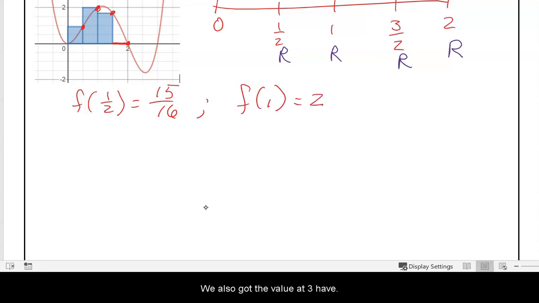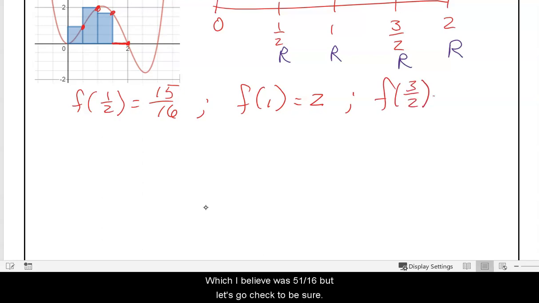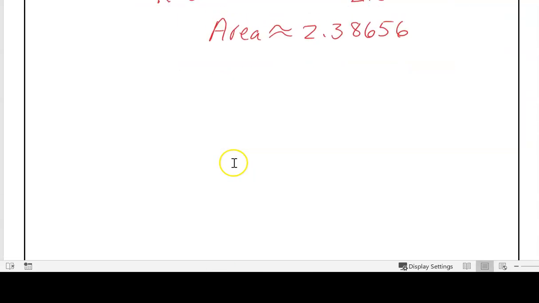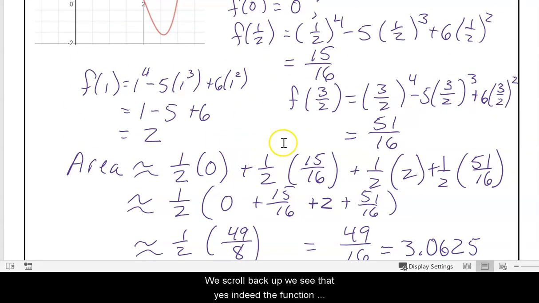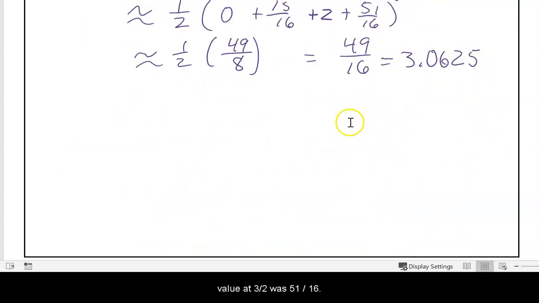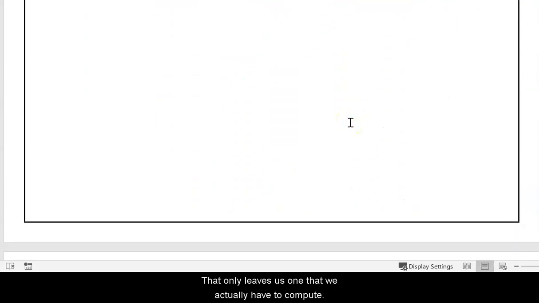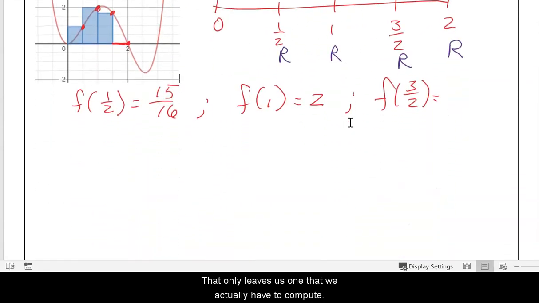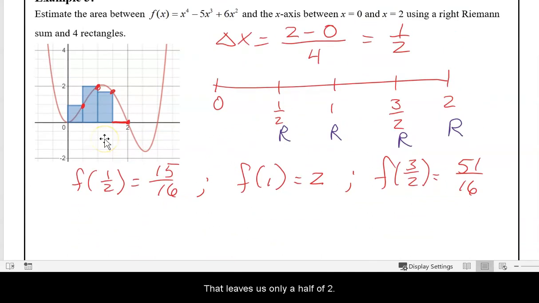We also got the value at 3/2, which I believe was 51/16, but let's go check to be sure. We scroll back up, we see that yes, indeed, the function value at 3/2 was 51/16. That leaves us only f of 2 left to compute.